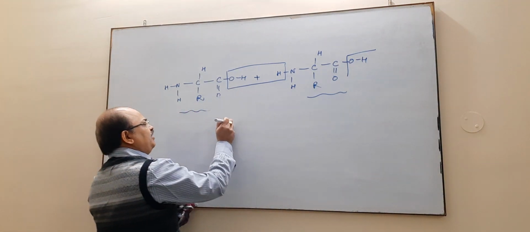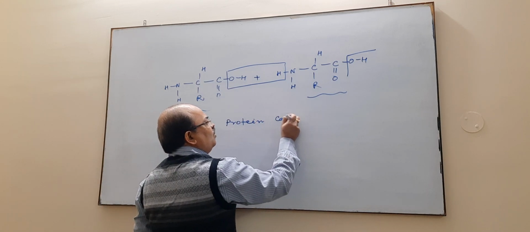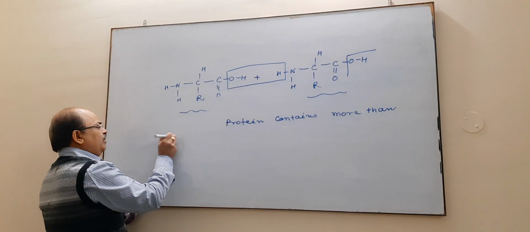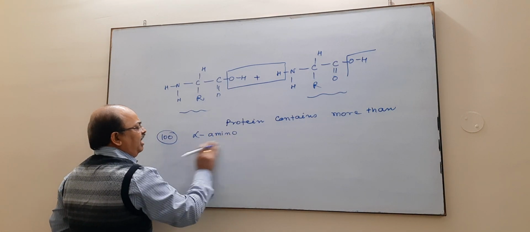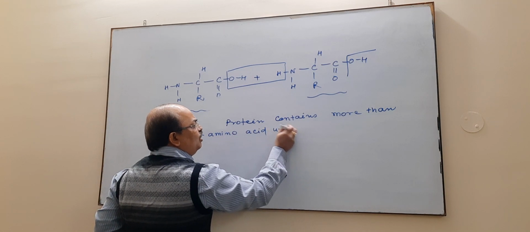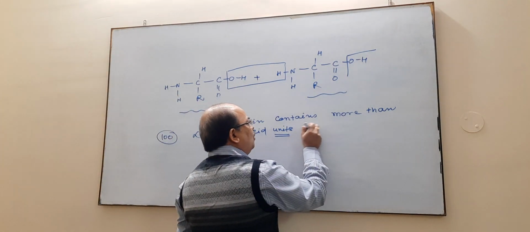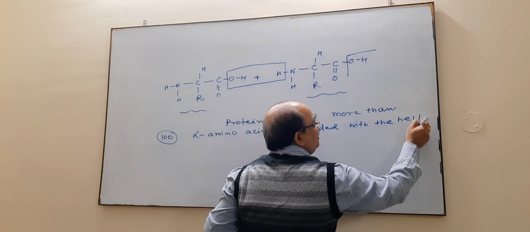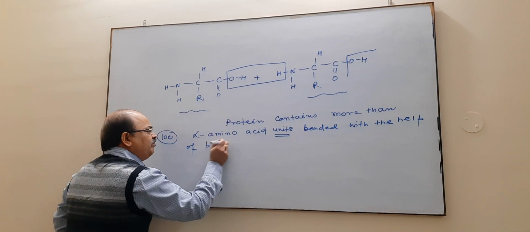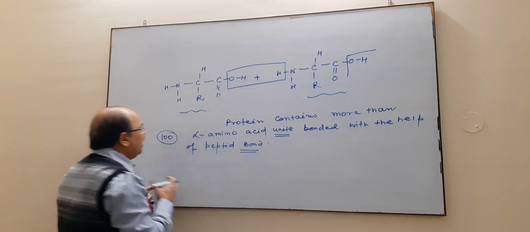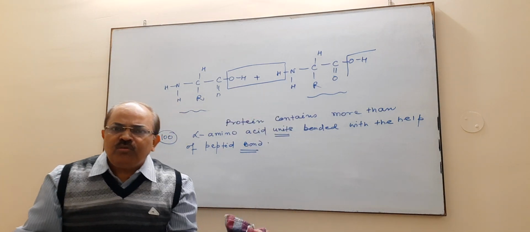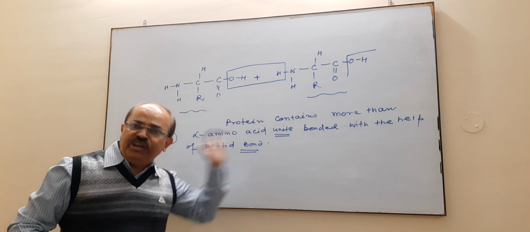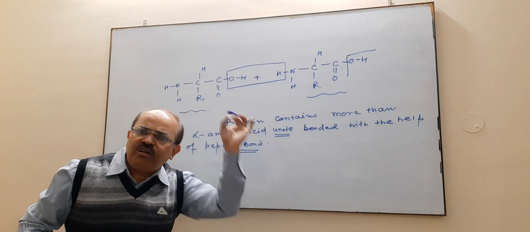Now normally it has been observed that protein contains more than 100 alpha amino acid units, bonded with the help of your peptide bond. Now naturally, when there are 100 alpha amino acid units, their molar mass will be very high, because if you take any one alpha amino acid, its molar mass will be 100, 200 like that. So naturally if there are 100 units, then the molar mass will be near about 10,000 or more than that.